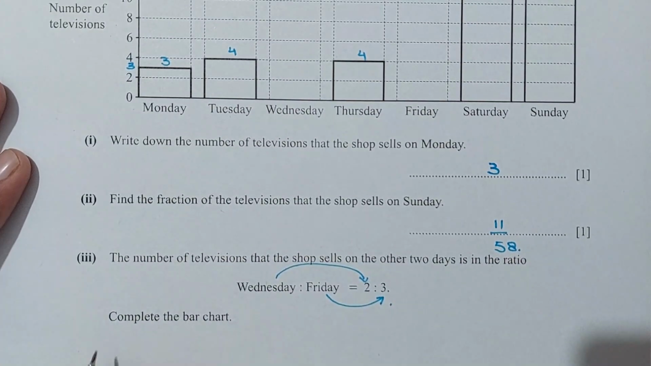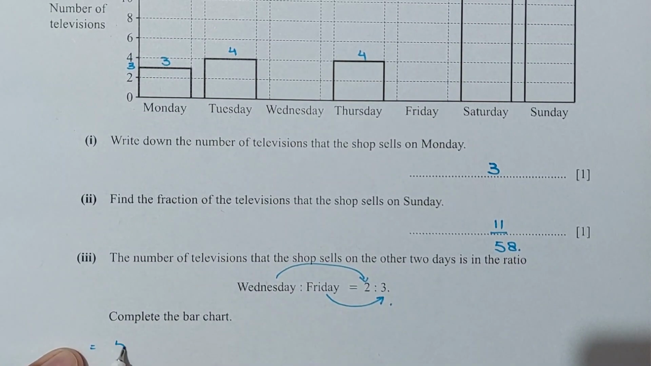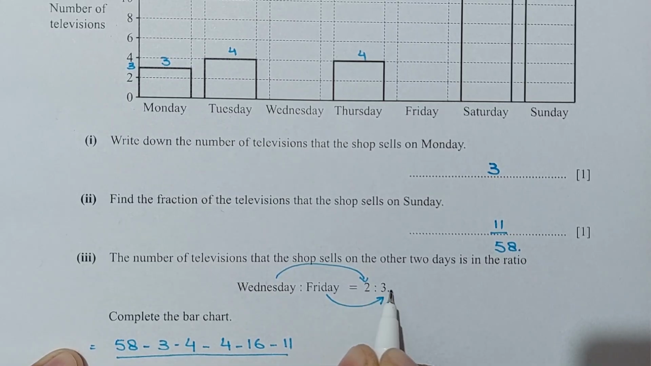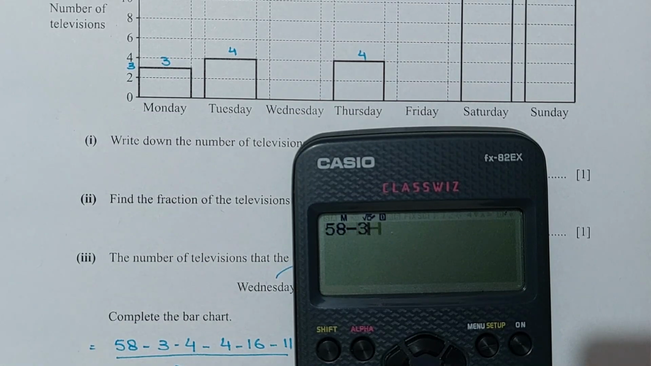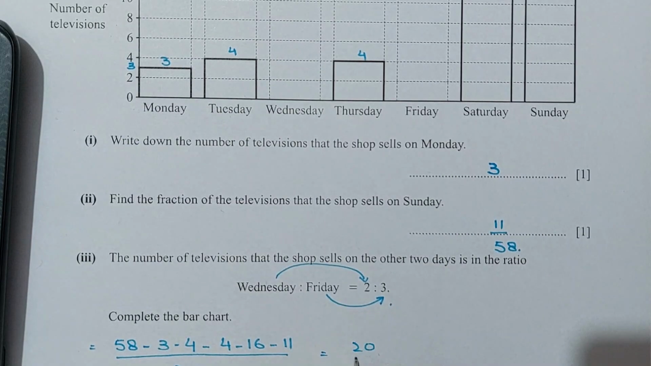So for Wednesday and Friday, the total is 58 televisions. We have to subtract Monday, Tuesday, Thursday, Saturday, and Sunday and divide by the total of 2 plus 3, which is 5. So 58 minus 3 minus 4 minus 4 minus 16 minus 11, divided by 5. This is 20 over 5, which equals 4.